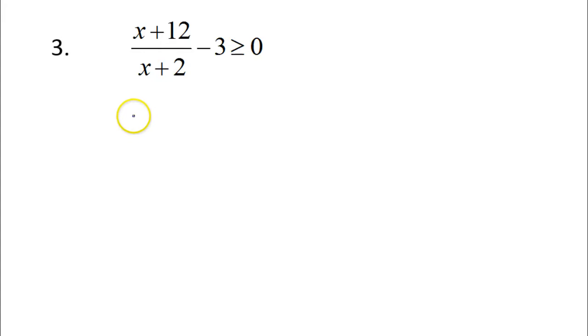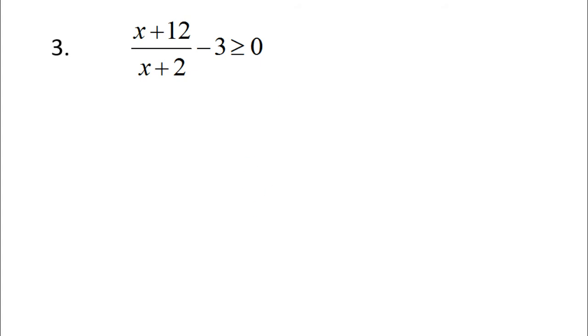All right, now let's solve this rational inequality. Remember, as soon as you see it's an inequality, you know you're going to wind up plotting some critical values on a number line and doing test values and all that. So that's where we're headed.